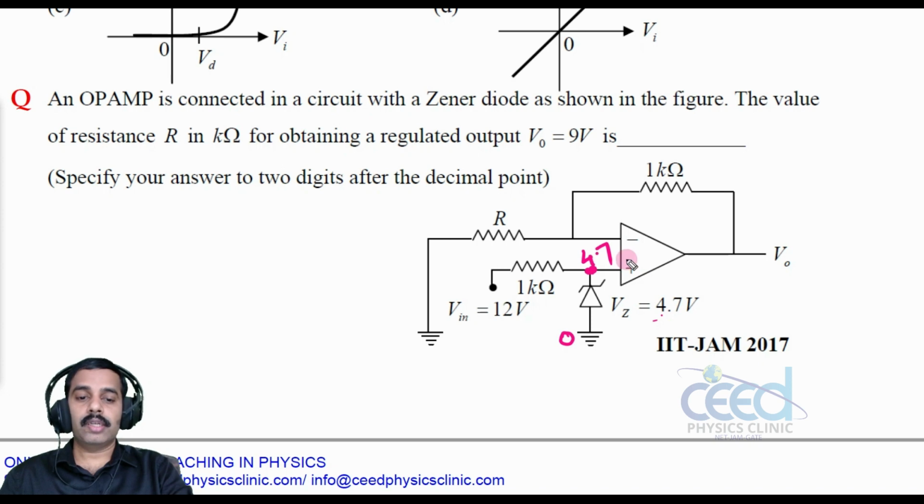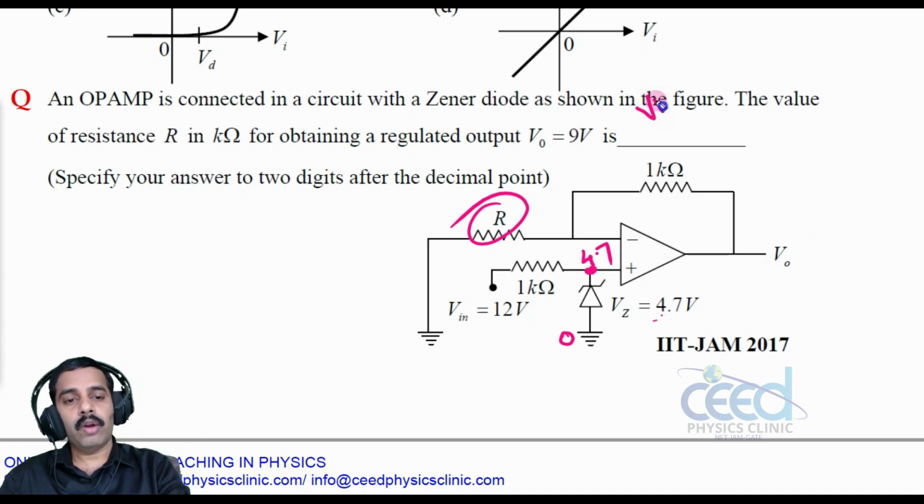What is it? It is not an inverting operational amplifier. It is a non-inverting operational amplifier because we are giving the signal at the non-inverting terminal. So what is the gain? We need to solve for this R value so that the output is 9 volt, right?